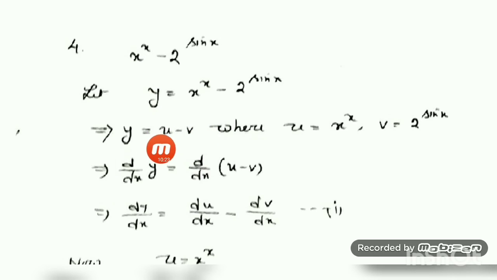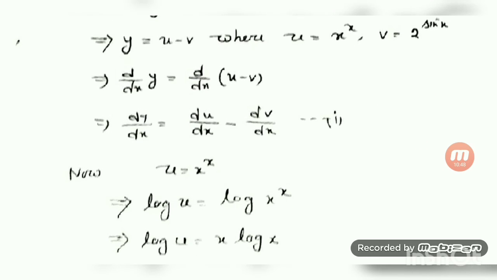So y is equal to, you will just name this as u and this as v. What is u and v? U means x to the power x and v means 2 to the power sin x. After this, on both sides I'll take the derivative. d/dx of y equal to d/dx of u minus v, where dy/dx equal to du/dx minus dv/dx. I just mark it as equation 1. And now I'm going to take the derivative of this one and this one, du/dx and dv/dx, right?